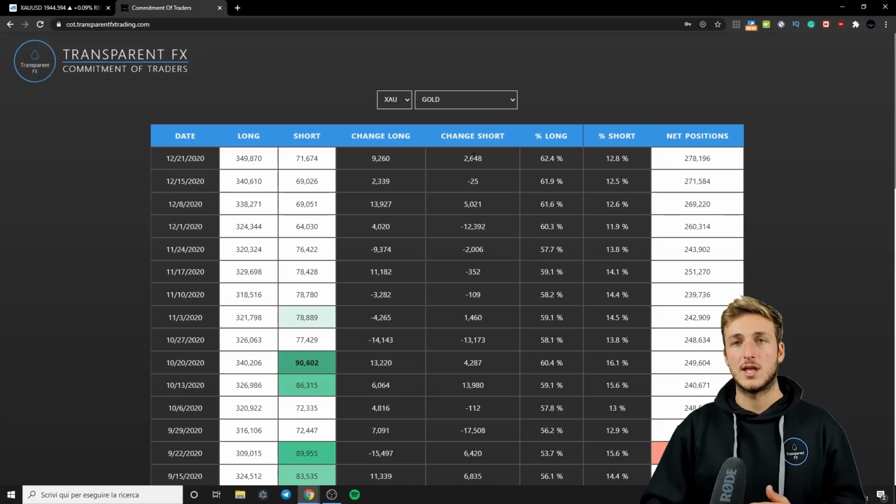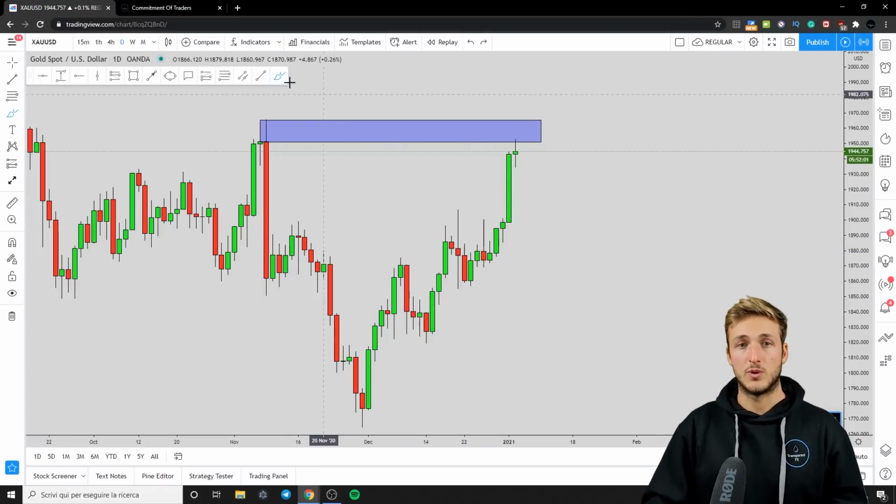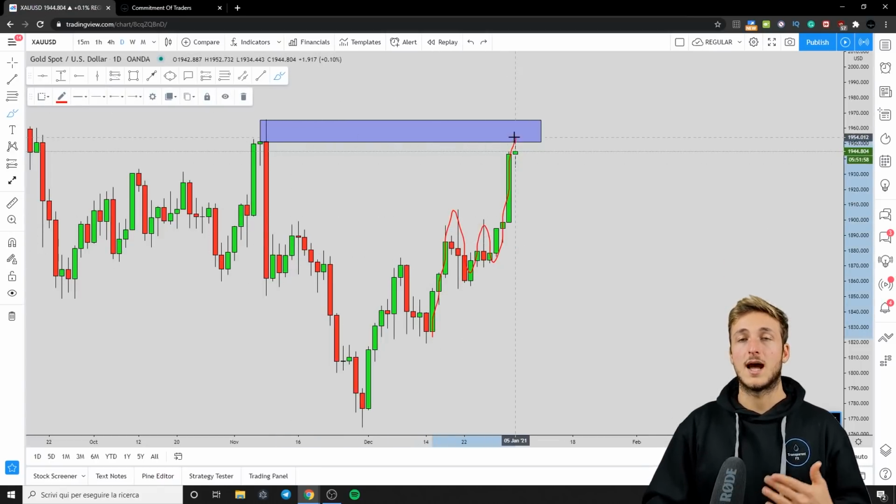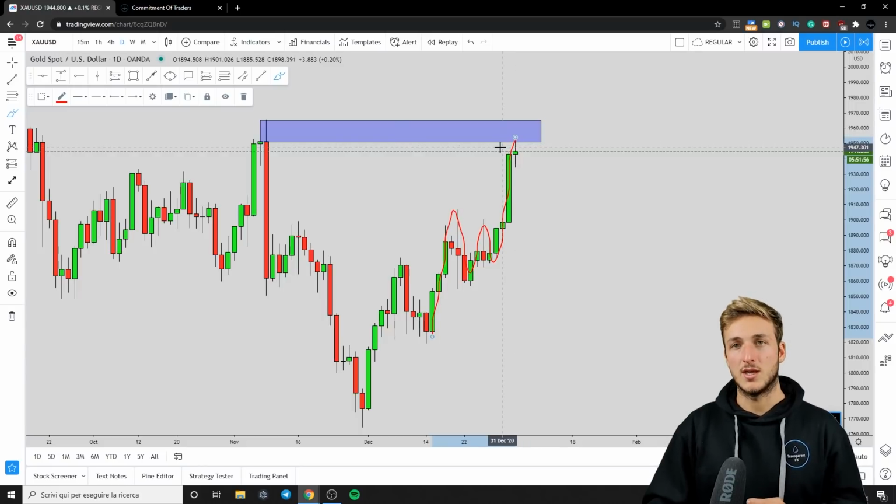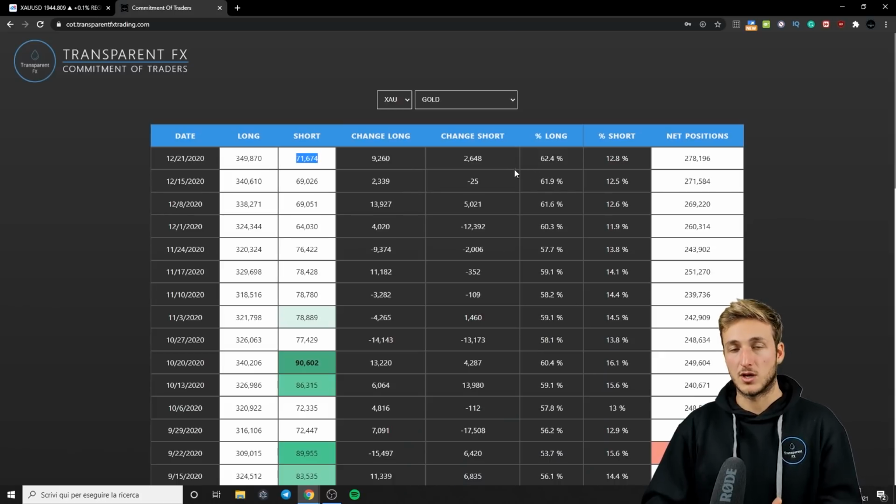If we check the COT data for gold, we can see that with the last report, hedge funds have increased their long positions by 9.2K. So a massive 9.2K long positions were added on gold, bringing the long positions to 349K, and the short positions were only increased to 71K. So we expected gold to be strong, and that is exactly what we are seeing. We are seeing gold create a massive uptrend and a quite strong impulse to the upside with strong bullish momentum.